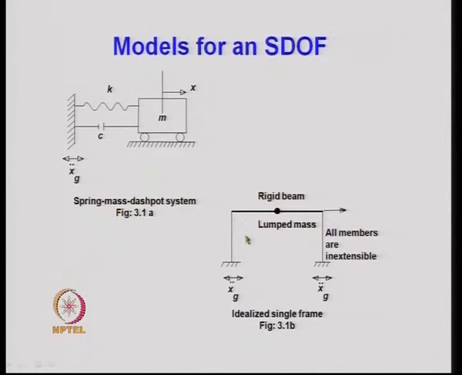Now, this frame can be modeled as a single degree of freedom system in this particular fashion. The M mass is this rigid mass. It is attached to a spring. The spring has a stiffness coefficient of 24 EI by L cube. It is attached to a dashpot in order to represent the damping.